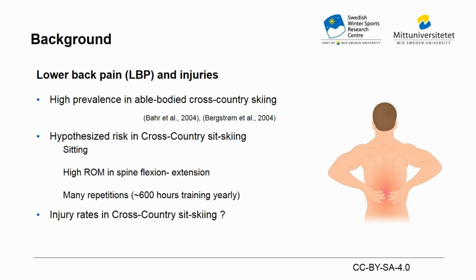Regarding this information, we can see that in cross-country sit skiing, they are sitting. There's a high range of motion in the spine, flexion, extension. There are so many repetitions, just if you consider the training, which might be like 600 hours yearly, and they're probably also seated in a wheelchair. But we don't know, there is no documentation about the injury rates connected to lower back pain in cross-country sit skiing.